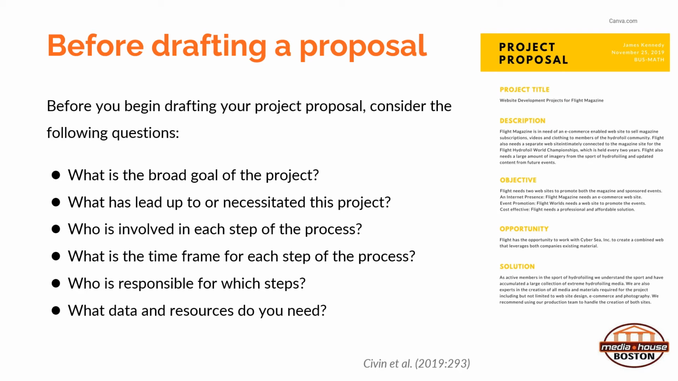What has led up to or necessitated this project? Usually projects happen because there is a problem to be solved, or there's an opportunity for growth, and that's what has necessitated the project. You also need to ask yourself who is involved in each step of the process, because those people are your stakeholders. And if you have gaps in implementation, so who is involved here? Oh, we don't have that person, then that makes you aware of what you need to work on as you proceed in the project. What is the time frame for each step of the process?